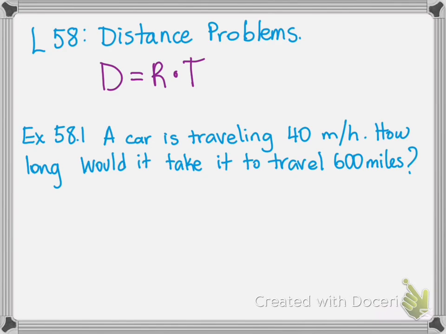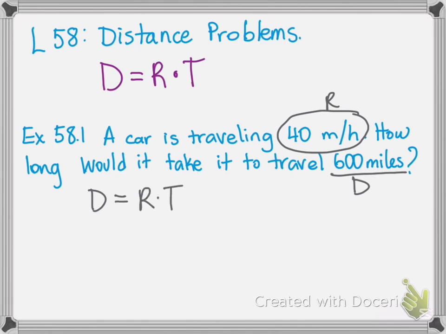It says, a car is traveling 40 miles per hour. How long would it take to travel 600 miles? Notice that this 40 miles per hour is our rate, our speed, because it's how many miles per hour we're covering. And then 600 miles is the distance. So if we use the formula D = R times T, we are given the distance, which is 600, and we're given the speed or the rate, which is 40. And we have to find the T.